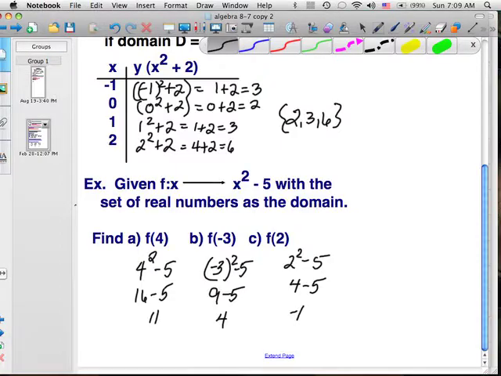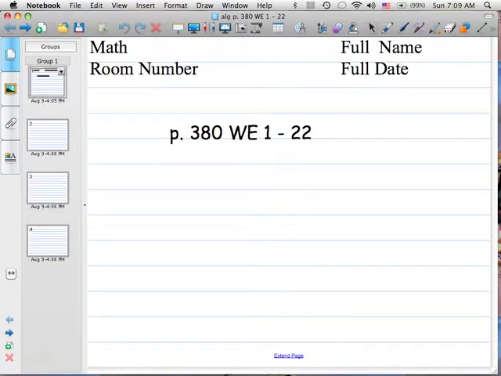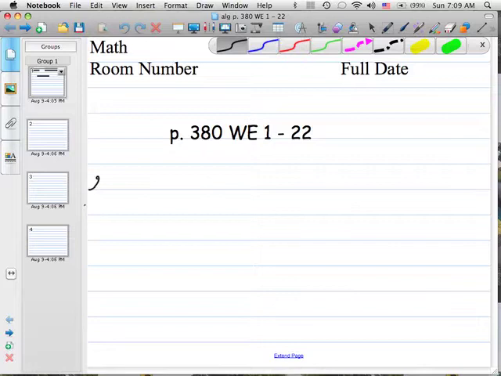That concludes the explanation. We're ready to do the assignment. So get your paper out, head it, fold it in half, and the title is page 380, written 1 to 22. The directions are find the range of each function.